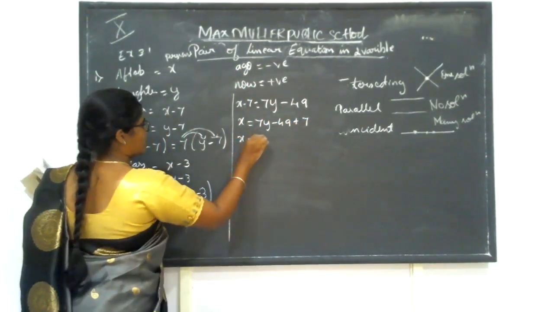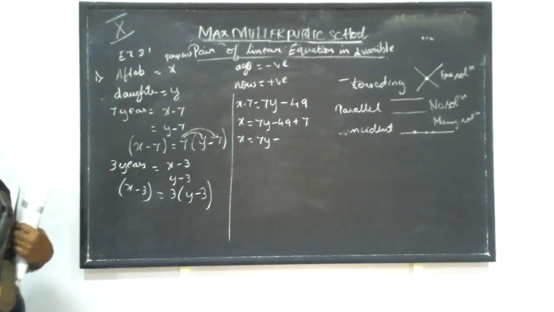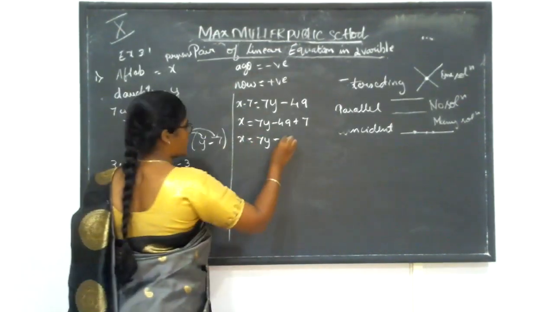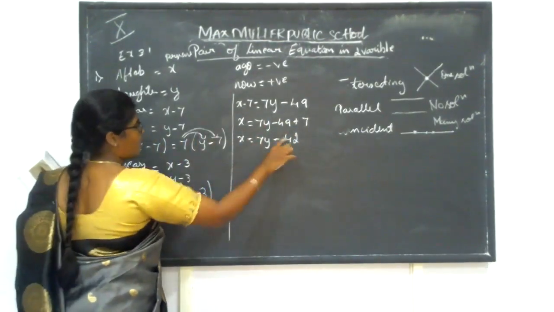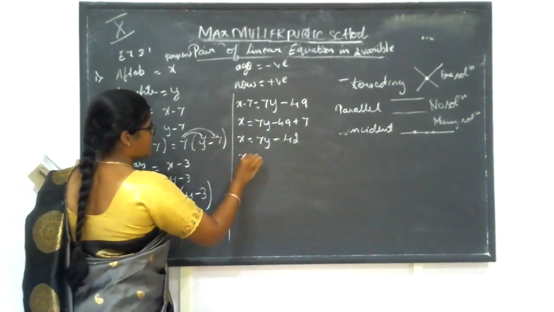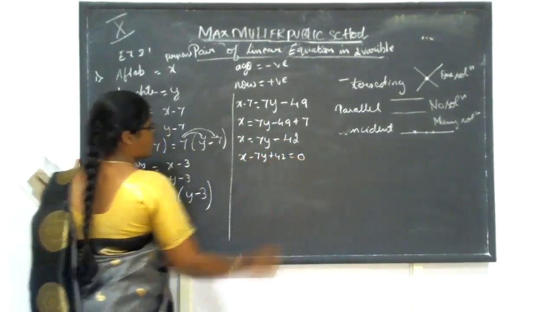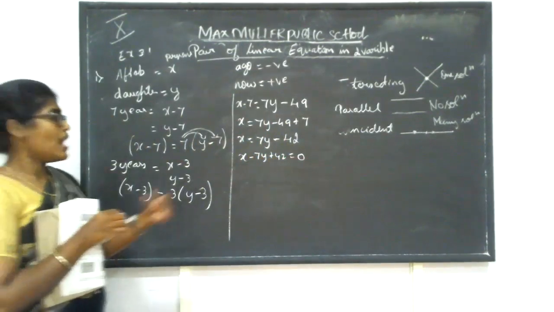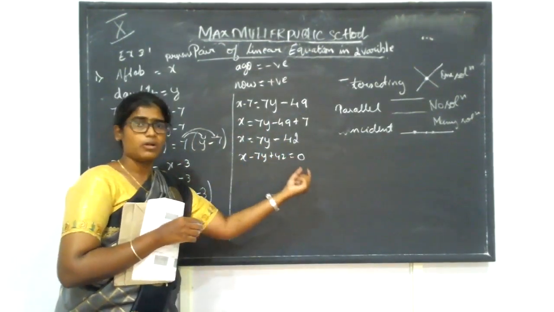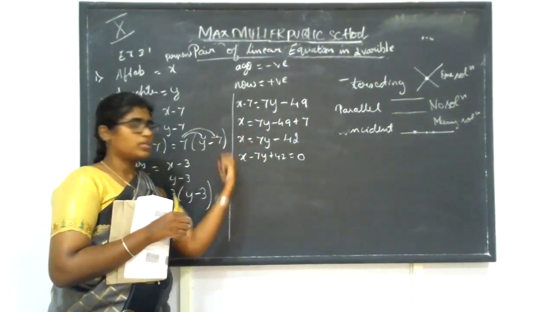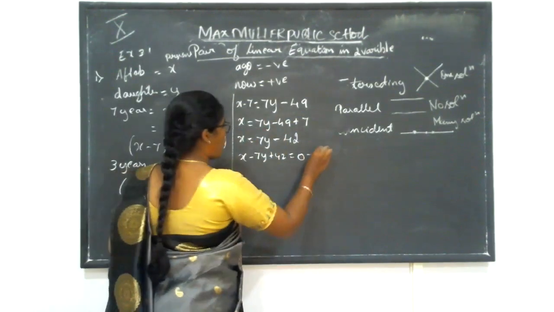Then x is equal to 7y minus 49 divided by minus 7. 49 minus 7 is what? 42. Now, what is the equation you have got? x minus 7y plus 42 is equal to 0. Why did I take it in that way? I want it in the standard form, that is ax plus by plus c is equal to 0. So, I took these two this side. Clear? Understood? So, this is equation number 1.